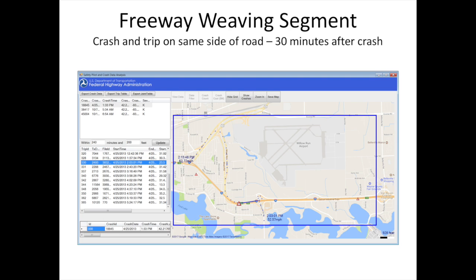Okay, the next example is more specific. This is again on the freeway. This is a fatal incident, and this is an on-ramp. This is an off-ramp. So this segment is a weaving segment. Okay, so you see there's a car. The time of the crash was 1:30 p.m., and the time of this trip I'm showing here happened on the same day, at the same location, but at 2 p.m. So this is about 30 minutes after the crash event.